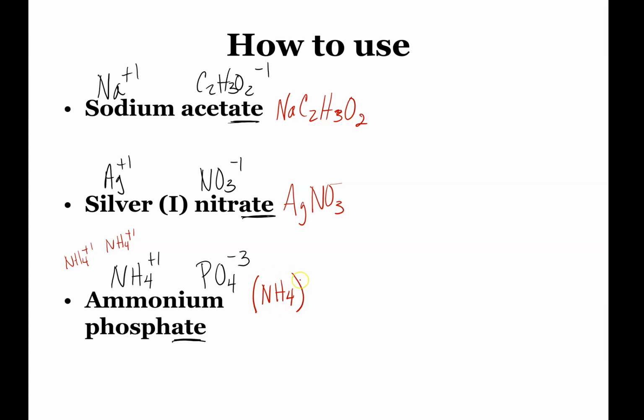You write the whole ion formula inside the parentheses, so the N, the H, and the 4. How many did I need? I needed 3. And now I write a capital P, a capital O with a subscript 4. And that's ammonium phosphate. Also a fertilizer. Okay?